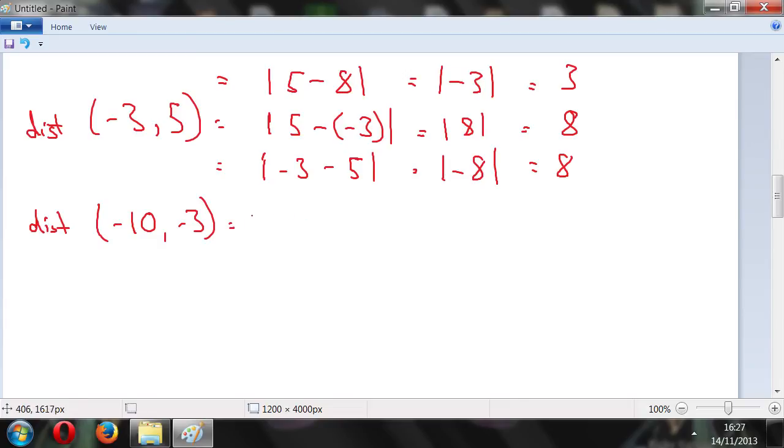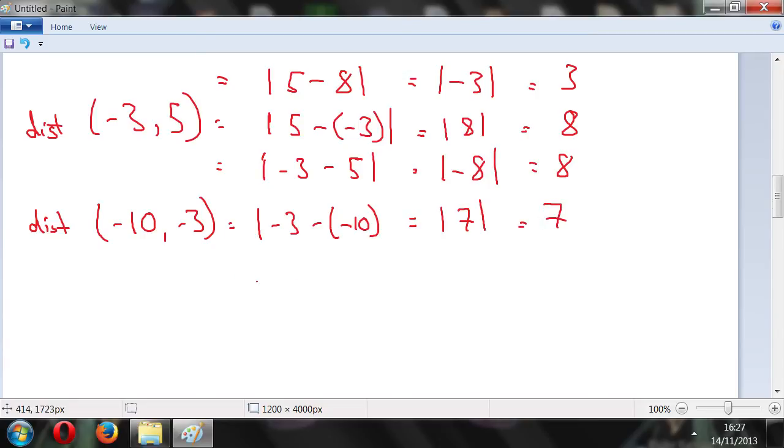So again, we'll do B minus A first. So we'll do -3 minus minus 10. So it's going to be minus 3 plus 10. So it's going to be the absolute value of 7. It's going to be 7.